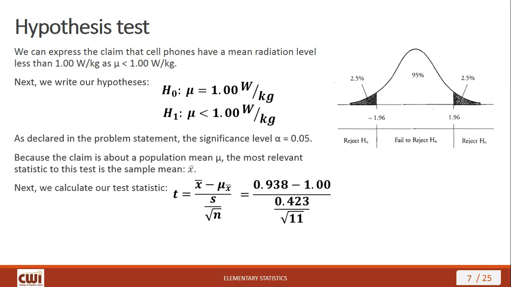And then in the bottom of our fraction, we were given the sample standard deviation, 0.423, and we divide it by the square root of our sample size, which is 11. We punch this out on our calculator, and out comes negative 0.486. This is our test statistic. We're now ready to decide our test.